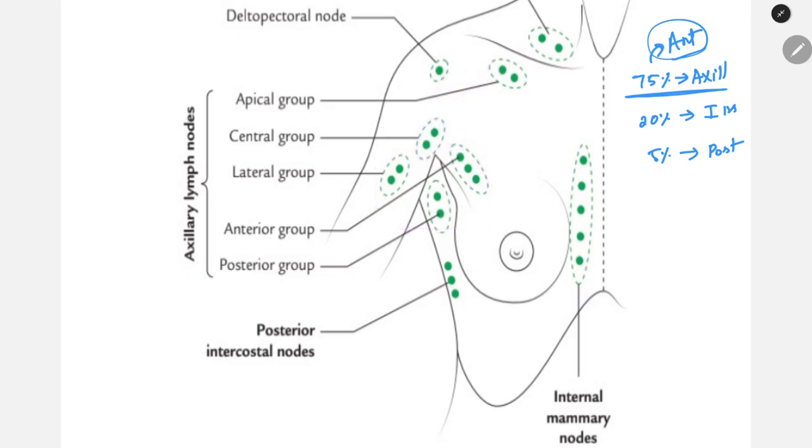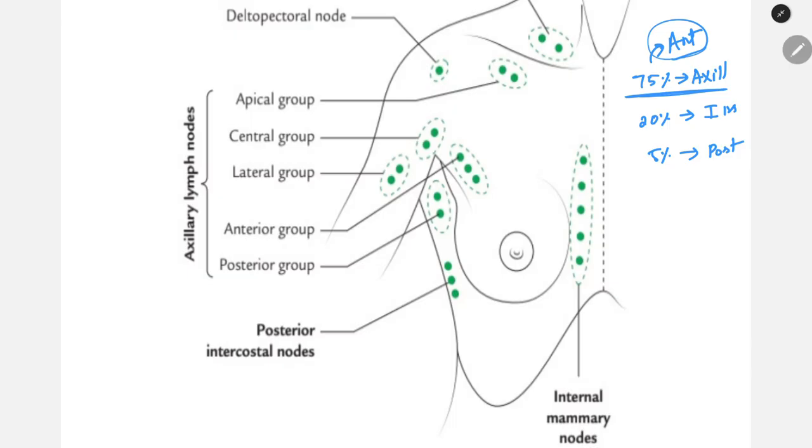Okay, one important thing. In this central group, you will have the answer for the first question. This central group is in close relation with the intercostobrachial nerve. The intercostobrachial nerve passes along these nodes. So whenever this node is enlarged, this nerve is likely to get compressed, or when you are doing surgical resection of axillary lymph nodes, this nerve can get damaged.